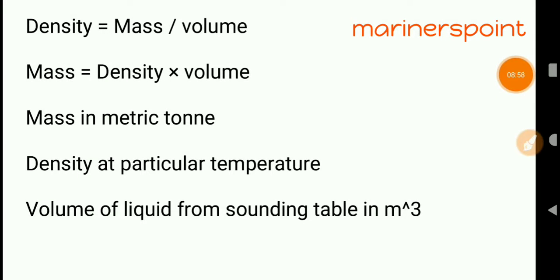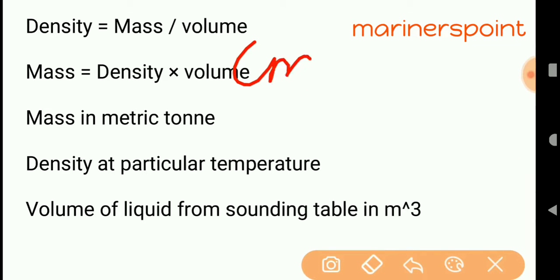Then how can you calculate how much fuel is in your tank? First I want to explain like this. With the sounding tape you get a reading in centimeters, then after that you take the sounding table. According to the sounding table you will take the volume, on even keel or on given trim.